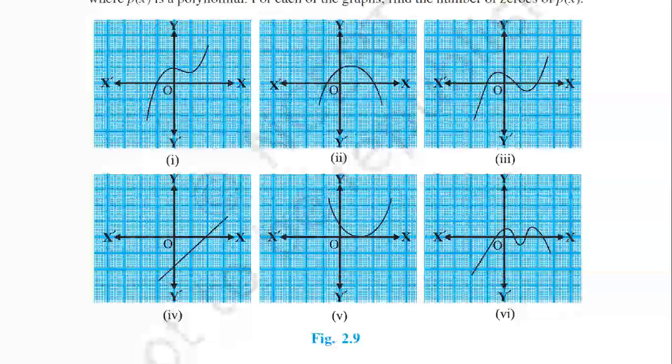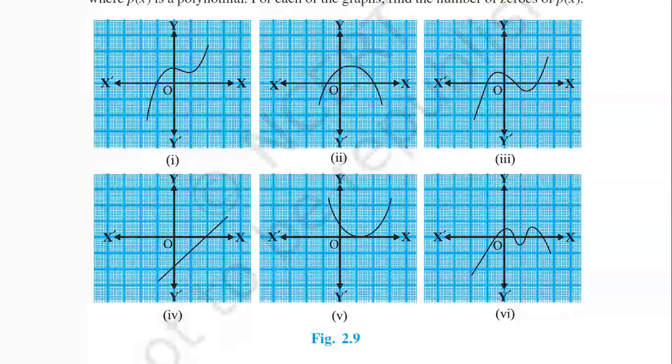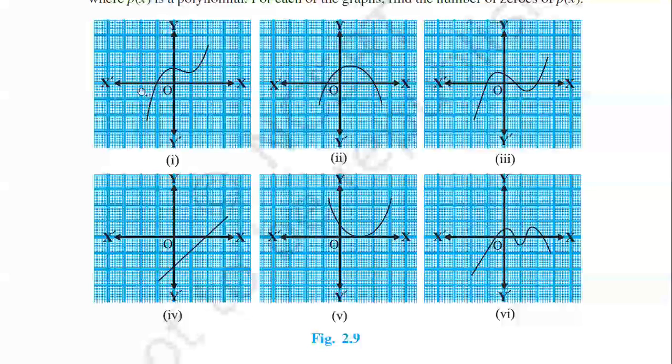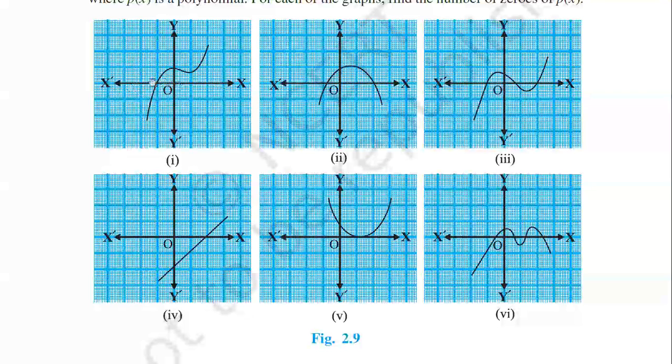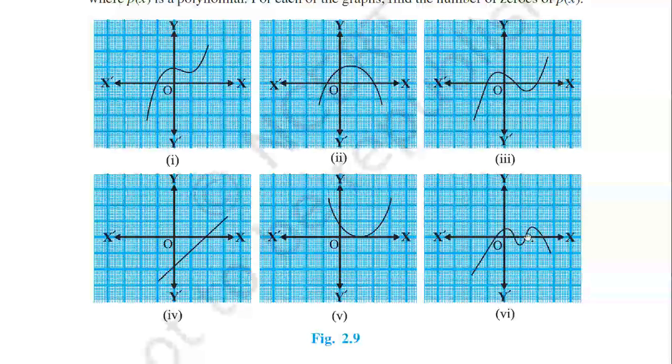Now we will not waste our time explaining the same thing. Let me inform you directly: here 1 zero. You don't have to consider this y-axis, so don't tell me 2 zeros. On the x-axis only 1 zero is intersecting. Here 2 zeros. Here 1, 2, and 3 zeros. Here 1 zero, you don't have to consider the y-axis. Here again 1 zero, and here 1, 2, 3, and 4 zeros you will get.